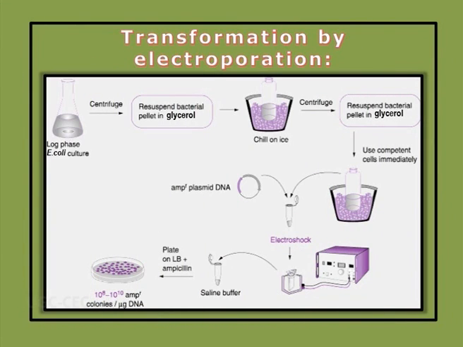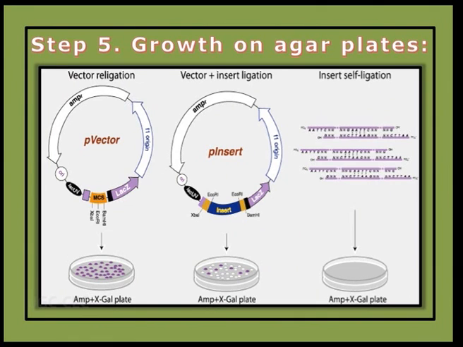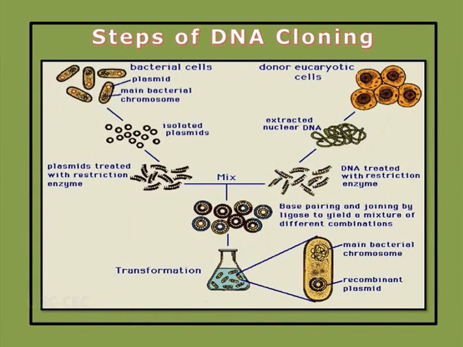Another method of transformation is electroporation, wherein we take log phase E. coli cells and treat them with glycerol, and then by means of an electric pulse we introduce the recombinant DNA inside the competent cells, and finally we select them on antibiotic plates. The final step of cloning is growing them on agar plates containing ampicillin or some other selection markers. This is the total average of the DNA cloning experiment.